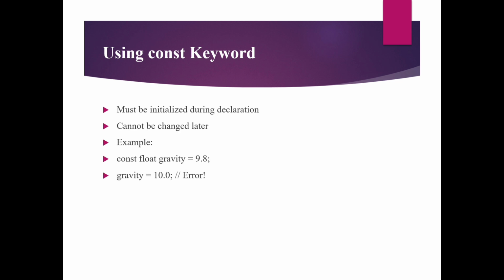Firstly is using the const keyword. When you use const, you must assign the value at the time of declaration. For example, const float gravity = 9.8. Once the value has been set, gravity cannot be changed. If you try to do this, gravity = 10.0, the compiler will simply show you an error.